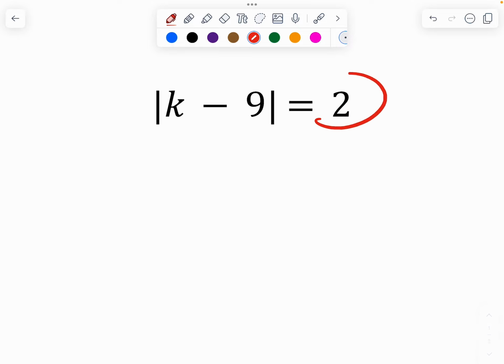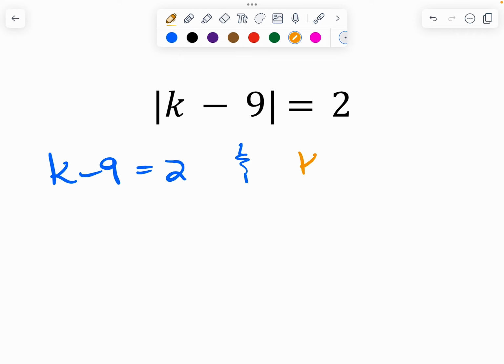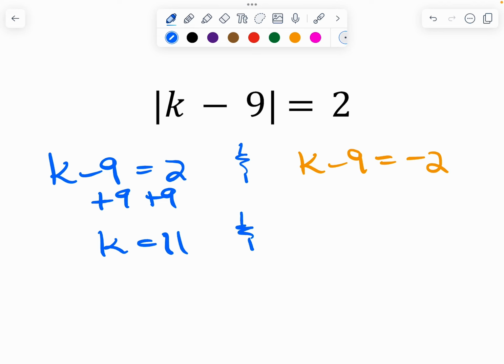This one, look at this. It's positive, so I'm going to keep going. K minus 9 equals 2, and k minus 9 equals negative 2. So I'm going to add 9 to both sides and get k equals 11. Add 9, and get k equals 7.